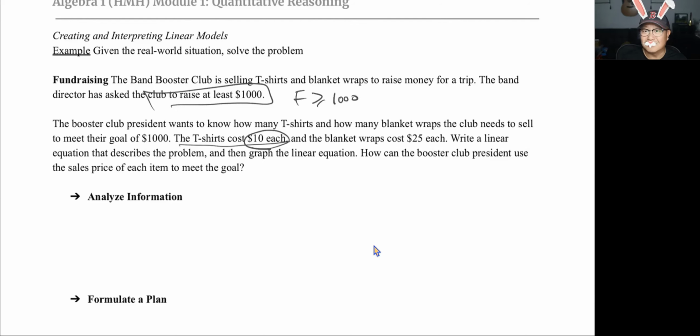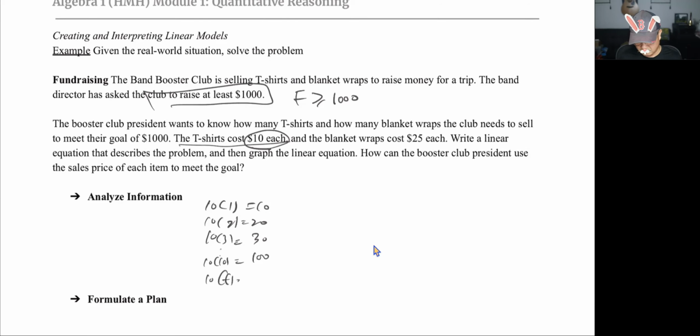That's the rate, isn't it? But you know, to figure out how much you're going to make. So for example, if you have $10, if you sell one of them, what do you get? $10, right? If you sell two of these t-shirts, you make $20. If you sell three of them, you make $30. And then what if you sell 10 of them? You make $100. What if you sell T of them? Well, you create 10T of them. Look at the pattern.